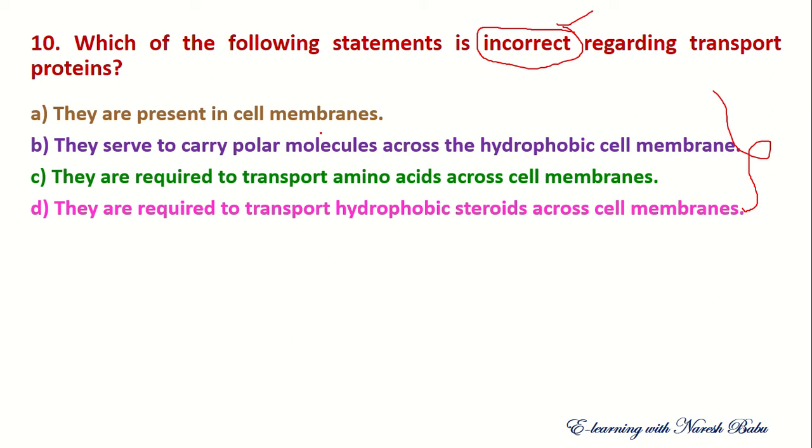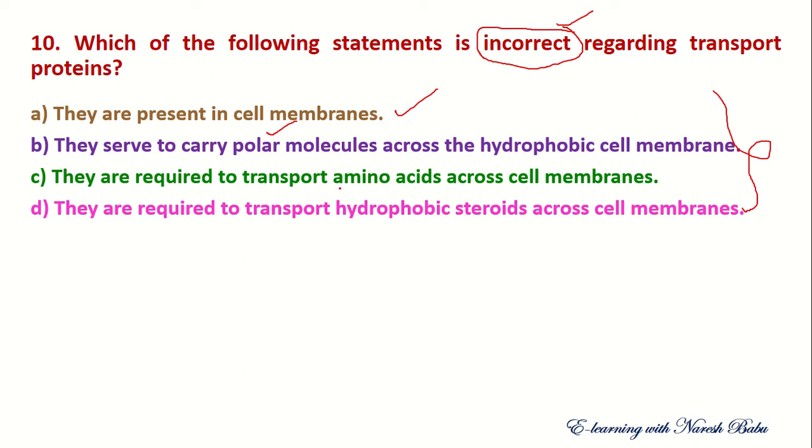So they are present in the cell membrane. Yes, transport proteins are present in the cell membrane. Correct one. So they serve to carry polar molecules across the hydrophobic cell membrane. So this transport protein is responsible for transporting polar molecules. Polar molecules are not able to cross the cell membrane, so due to that reason, these transport proteins are useful to transfer polar molecules into the cell. So this is also correct.